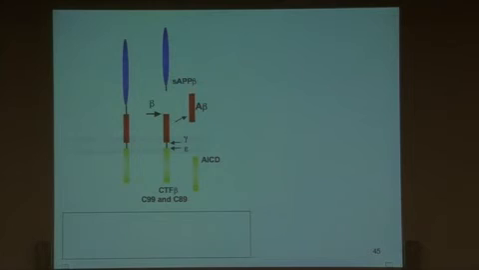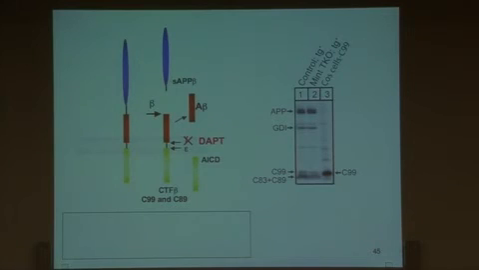Is it at the level of beta secretase or at the level of gamma secretase? One experiment that we can do to address this is to treat these neurons with DAPT, which is a gamma secretase inhibitor. If you inhibit the gamma secretase, you won't get the cleavage to A beta. What you'll get is an accumulation of the C-terminal fragment, CTF beta.